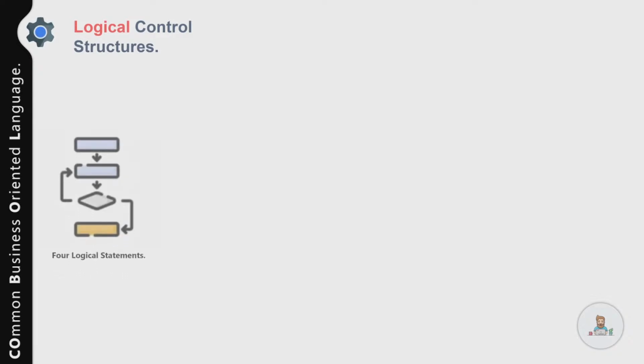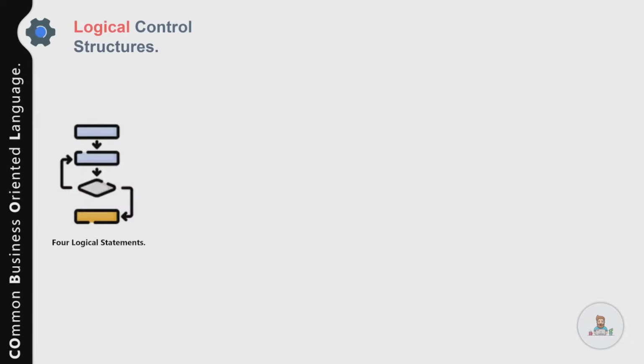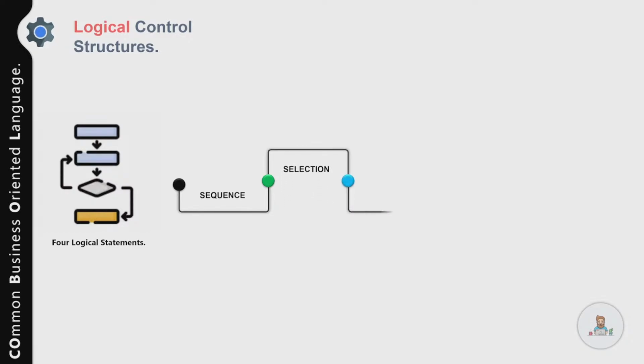Now it's time for us to discuss the logical control structures in COBOL and how you can use them in your COBOL program. As you know, COBOL is one of the oldest, robust and structured programming languages. And structured programs generally use logical control structures to specify the order in which instructions are executed. These structures are the same for all programming languages.